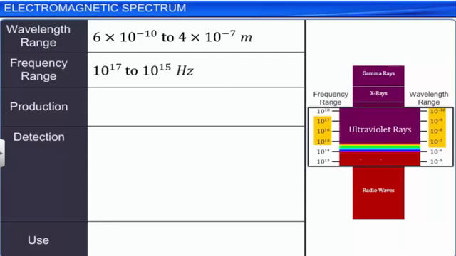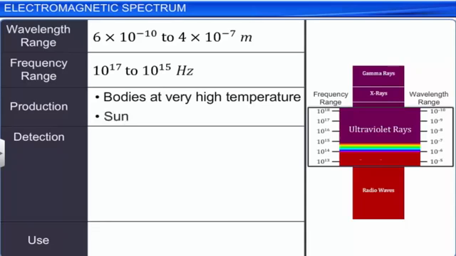Ultraviolet rays are produced by bodies at very high temperatures in which the inner shell electrons move from one orbit to another orbit. The Sun is also an important source of ultraviolet rays. They can be detected by photocells and photographic films.